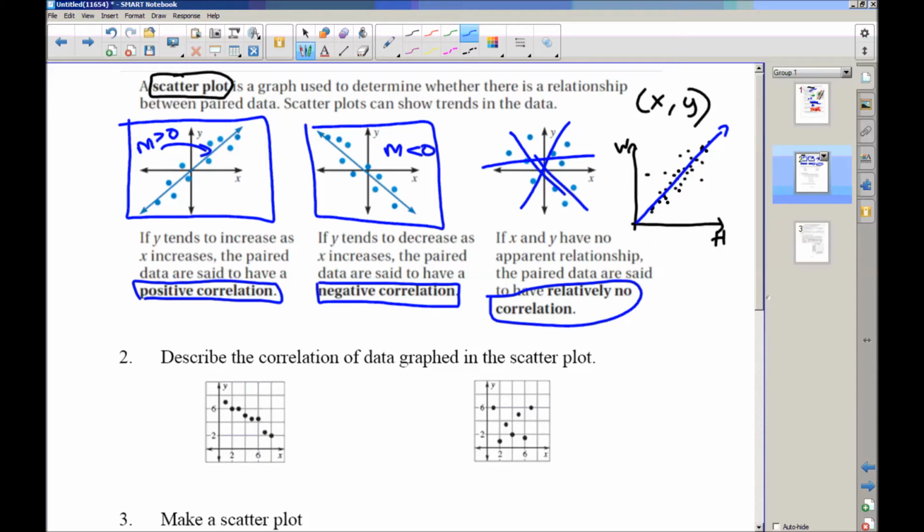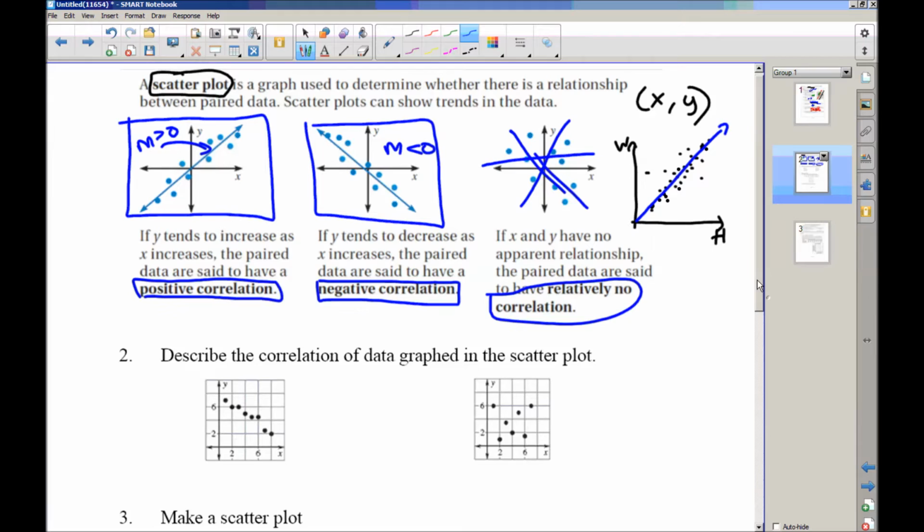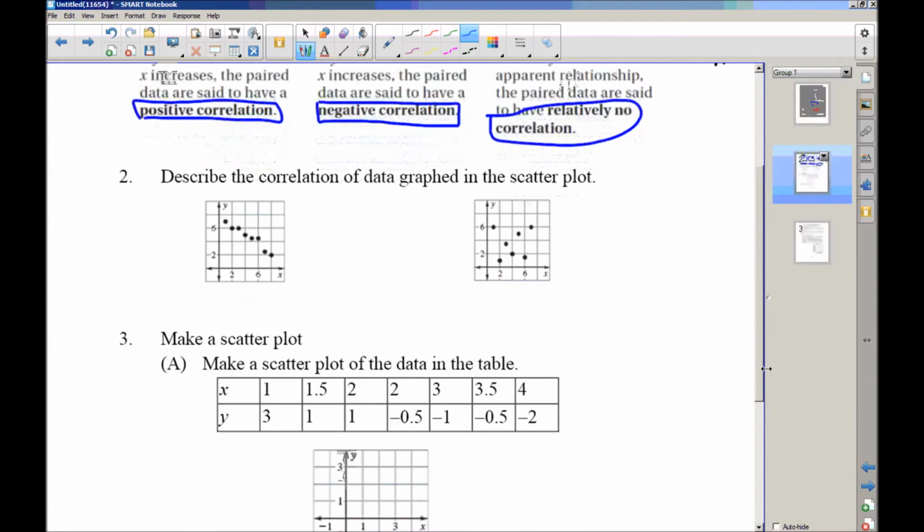Okay, all right, so let's see if we figured out anything from this. Describe the correlation of data graphed in the scatter plot. So in this case, this would be a negative correlation. We could draw a line that would be pretty close to all the dots, and this line would have a negative slope. So this would be a negative correlation.